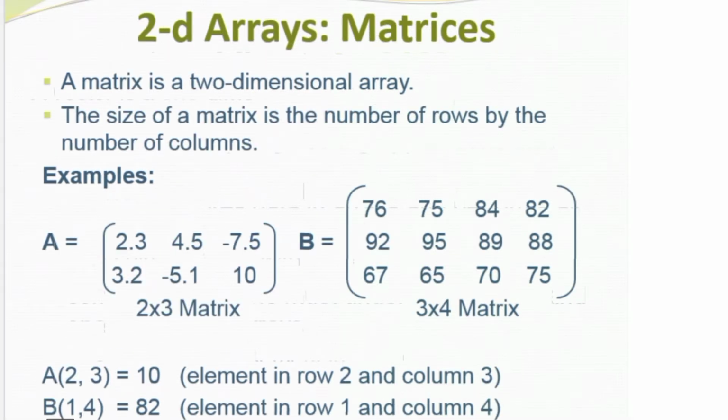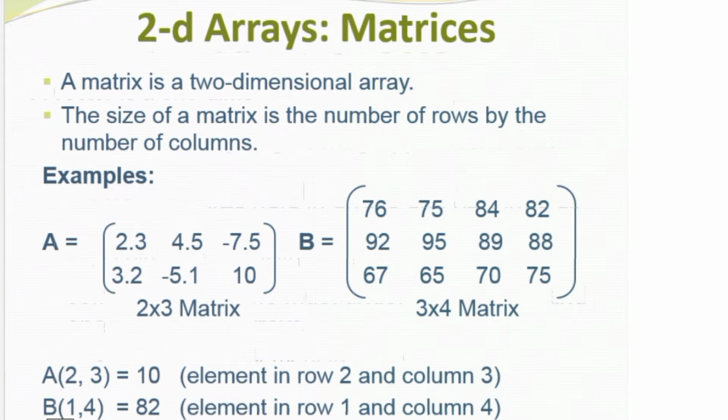A two-dimensional array is also referred to as a matrix. And when you think about a matrix, you should just think about a table of numbers. It has multiple rows, multiple columns. And the size of the matrix is the number of rows by the number of columns. So here we have a couple of matrices.